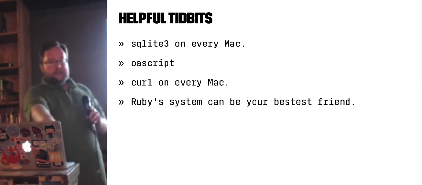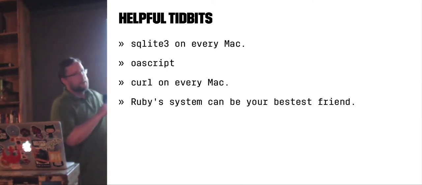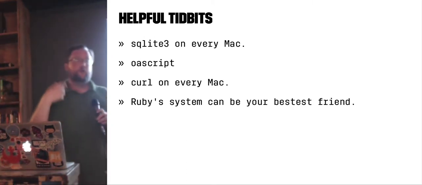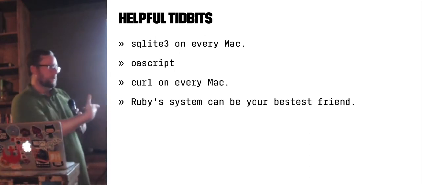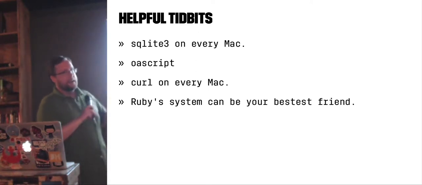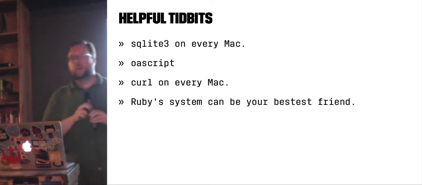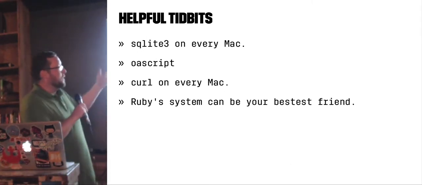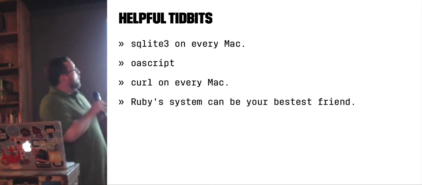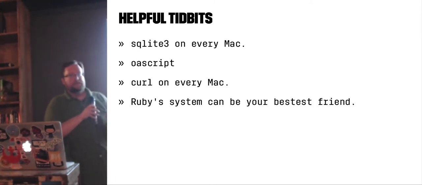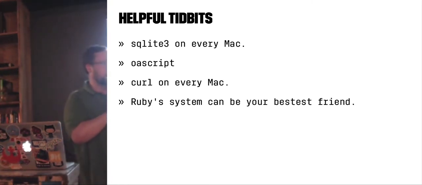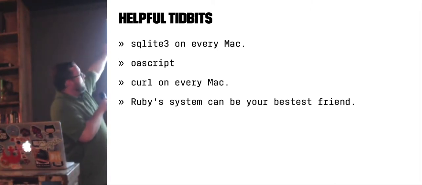OSAScript here is a command line tool that's on every Mac to run AppleScript from the command line. So it's a way to, from a Ruby script, run AppleScript, which is super handy. Curl is also available on every Mac, at least since Mavericks. So if you don't feel like messing with Net::HTTP or you just need to ping something somewhere else, curl works fantastic. And with all three of these, there's Ruby's system method. How many people are already familiar with system? Cool. Yeah, just run this string on the command line. Can be really handy when combined with these.